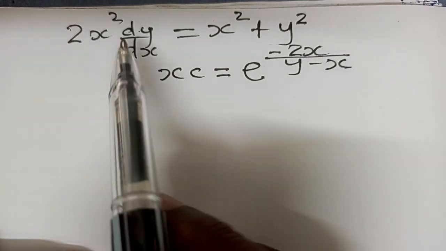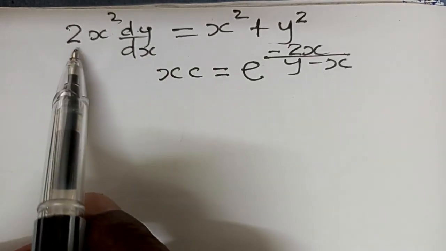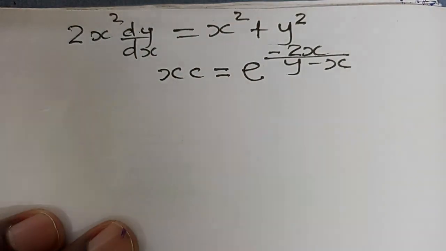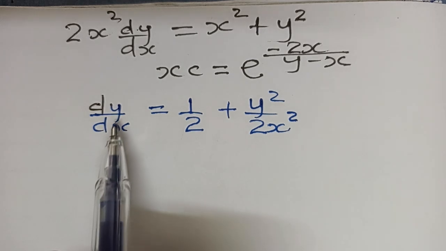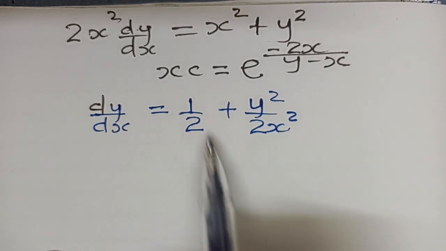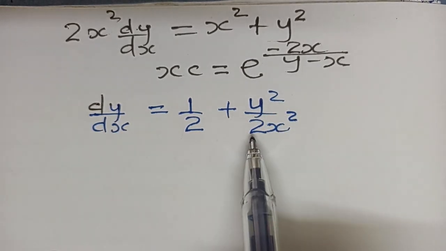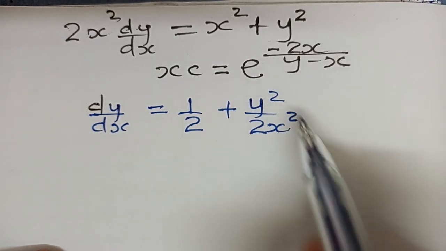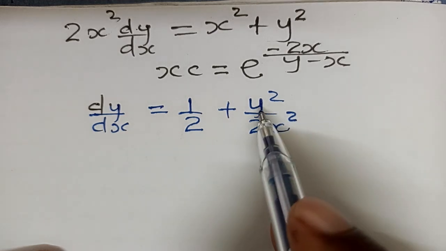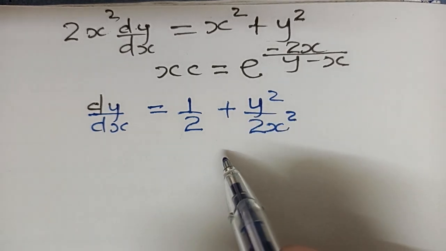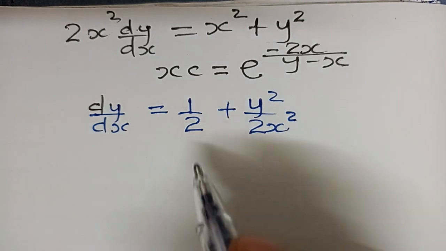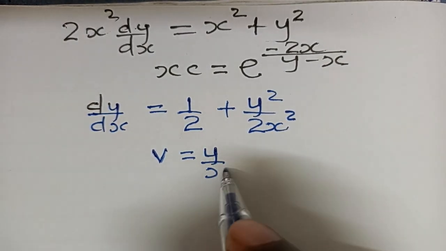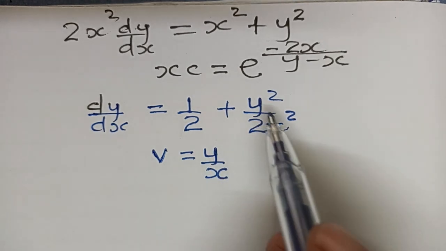And guys, the first thing we are going to do is to divide by 2x squared on both sides. And so when we do that, we shall have this: dy over dx equals a half plus y squared over 2x squared. Having both variables squared, with the same power, we use the substitution v equals y over x.